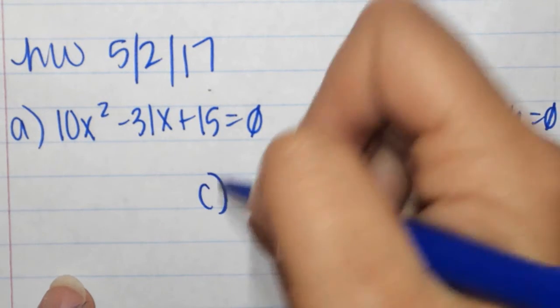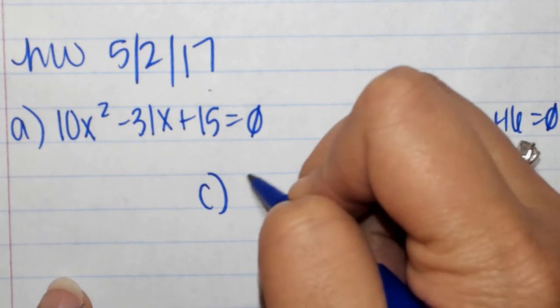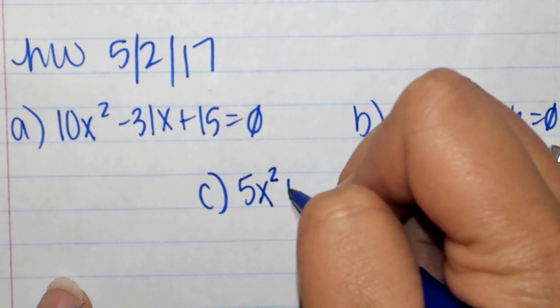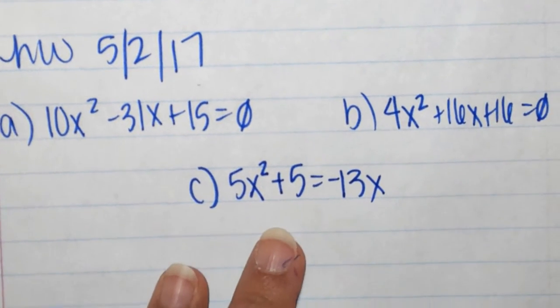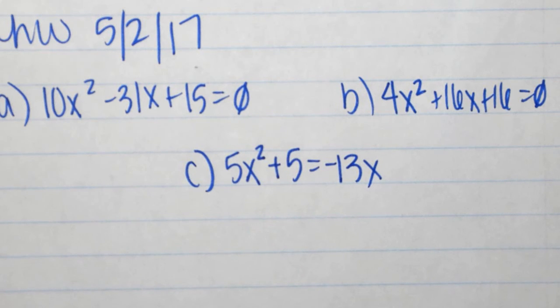Ask me questions. Alright, 2. Use the quadratic formula. It has to be set equal to 0. You're going to have to get it set equal to 0.